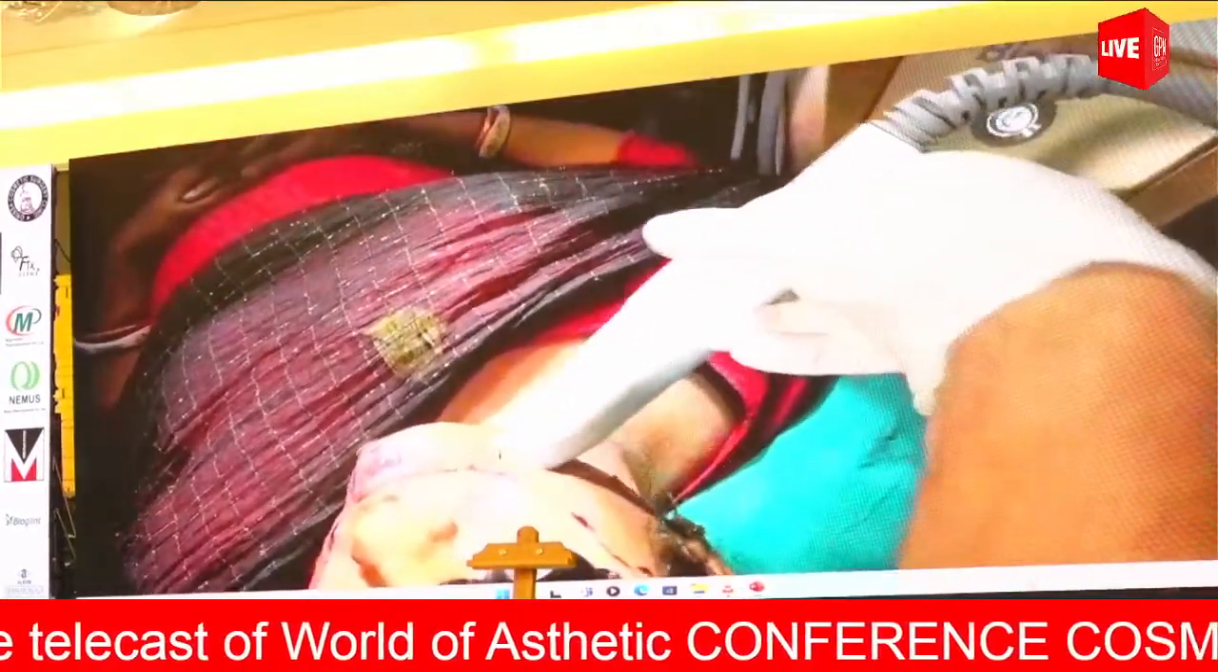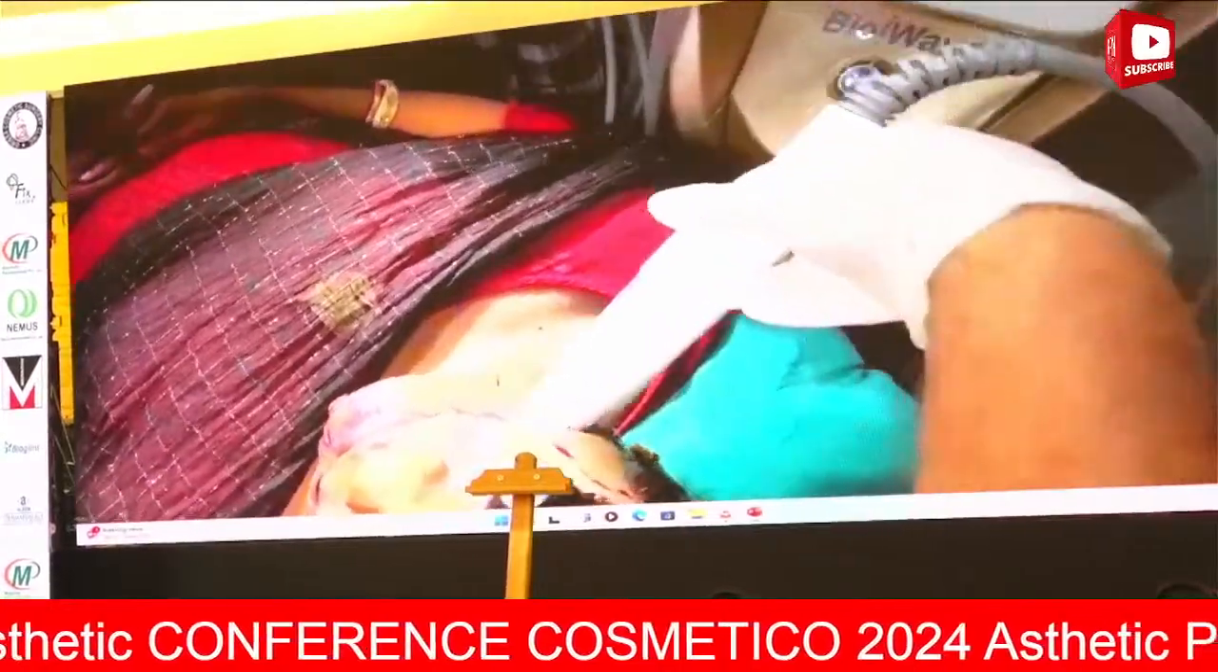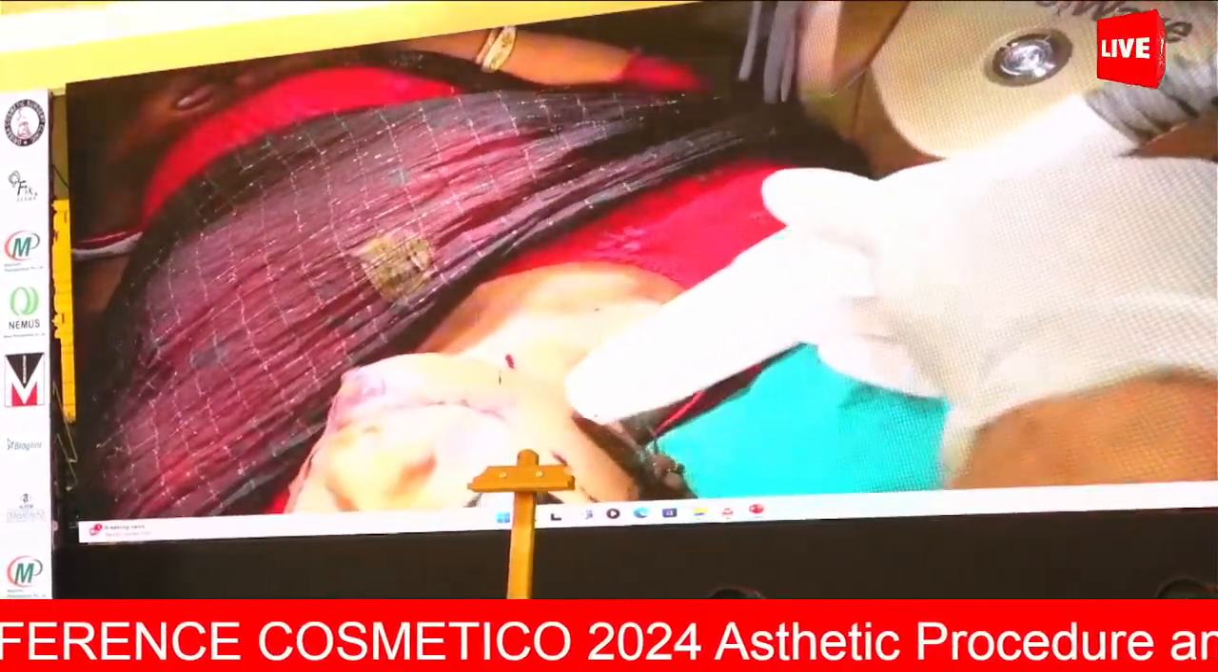This is also radio frequency, used for collagen synthesis and collagen stimulation. It helps prevent sagginess of the face, which can be noticed only after this therapy.